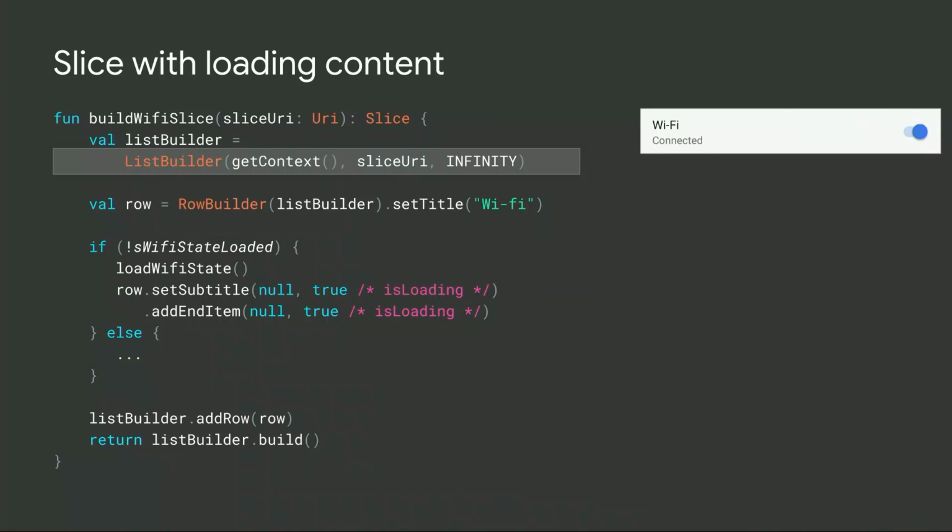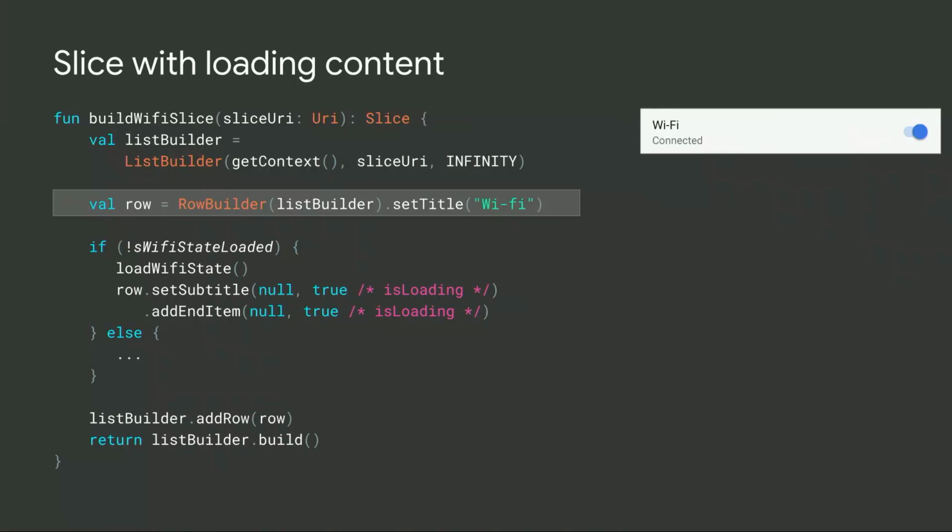Slices start with list builders. So list builder accepts different kinds of rows of content. This Wi-Fi slice is fairly simple. It's a single row. So we first start with our list builder. We build a row builder based off of it. We add the Wi-Fi title.